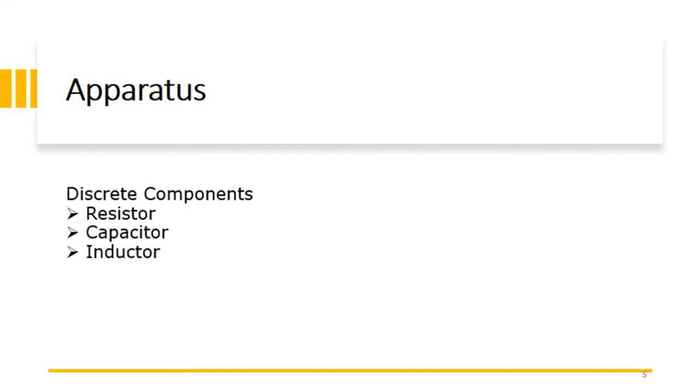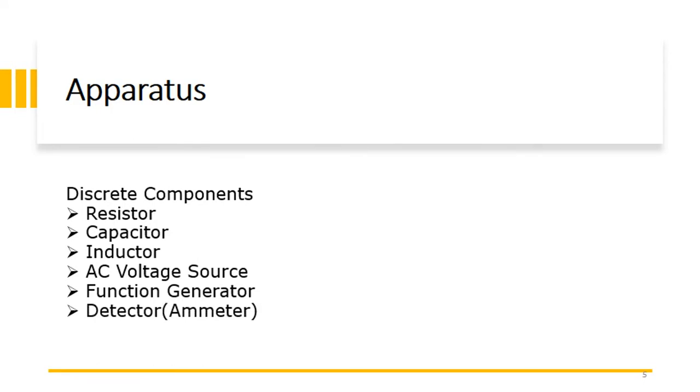Let's see what apparatus we will be using in this experiment. We will be using discrete components consisting of resistor, capacitor, inductor, AC voltage source, function generator, our detector, that will be our oscilloscope, and NI Elvis board.